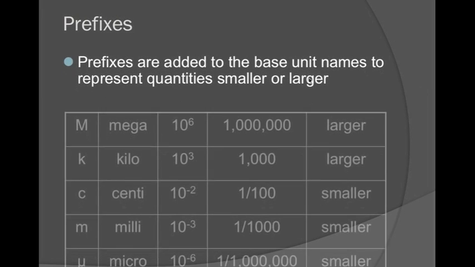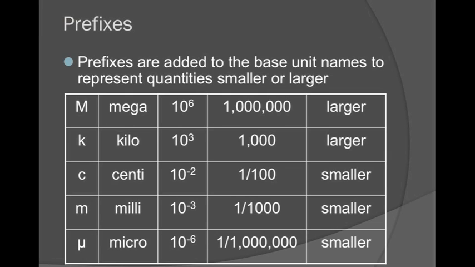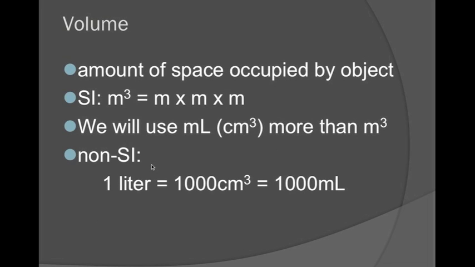Now, the prefixes that we can add to them, usually we'll deal with mega, kilo, centi, milli, and micro. And we know that a mega is going to be 1,000,000 times larger, kilo is going to be 1,000, centi is 100 times less, milli is 1,000 times less, and micro is 1,000,000 times less. Main thing here, guys, if we're going from big to small, so we're going from kilo to centi, big to small, we're always going to end up multiplying, and going from small to big, we're always going to end up dividing.